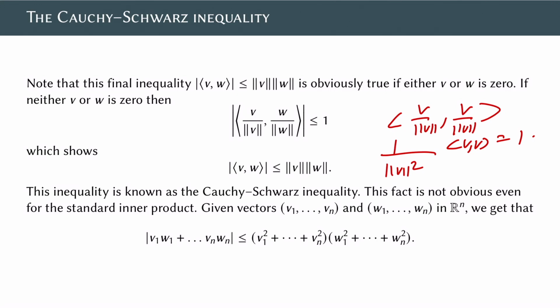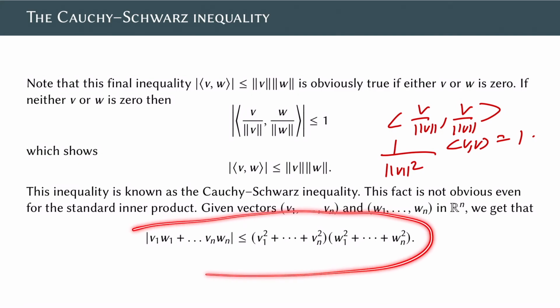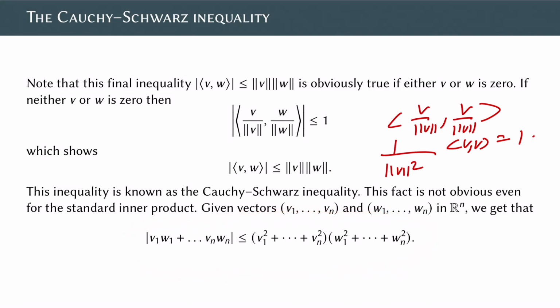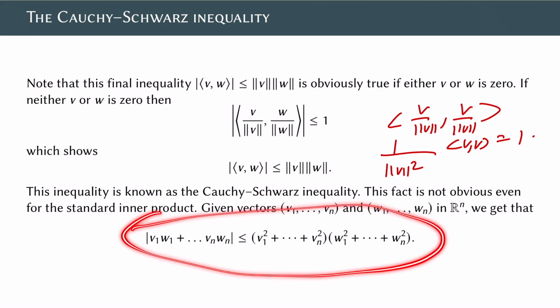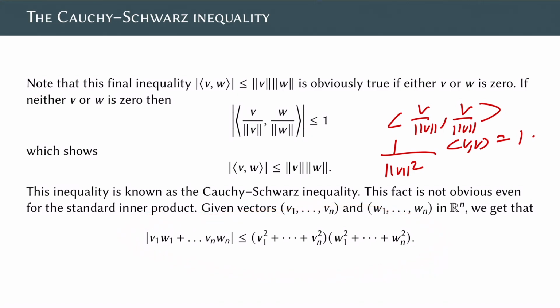So this famous inequality is called the Cauchy-Schwarz inequality. In fact, this inequality is not obvious even when we take just the standard inner product on Rn or Cn. For instance, if you take v1 to vn and w1 to wn in Rn, the Cauchy-Schwarz inequality is saying that the absolute value of v1w1 plus dot dot dot plus vnwn is less than or equal to the square root of v1 squared plus dot dot dot plus vn squared, multiplied by the square root of w1 squared plus dot dot dot plus wn squared. This fact is not obvious. Just by looking at it, it's not clear that it's true.